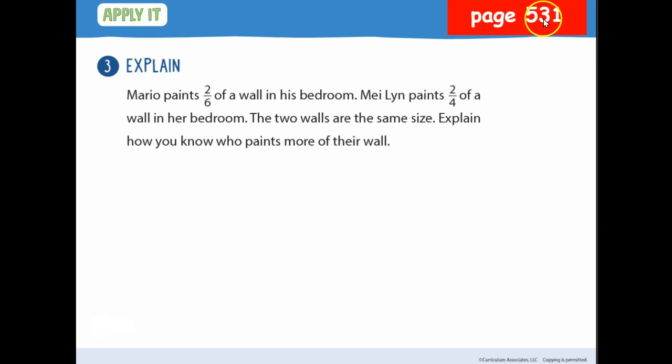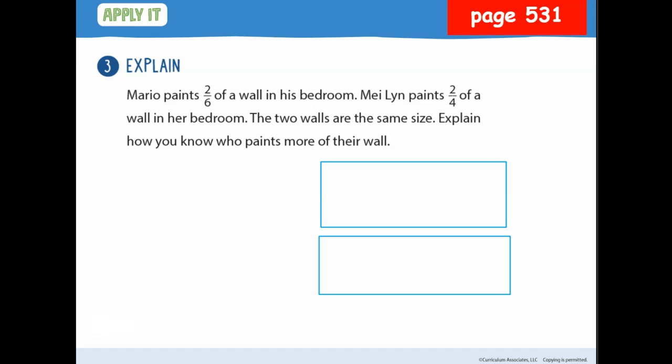It says, Mario, on page 531. Mario paints 2/6 of a wall in his bedroom. Maylin paints 2/4 of a wall in her bedroom. The two walls are the same size. So if I'm going to make a square, here's a wall. Let me move it over here. Here's a wall. And here's a wall. Okay, they're about the same size.